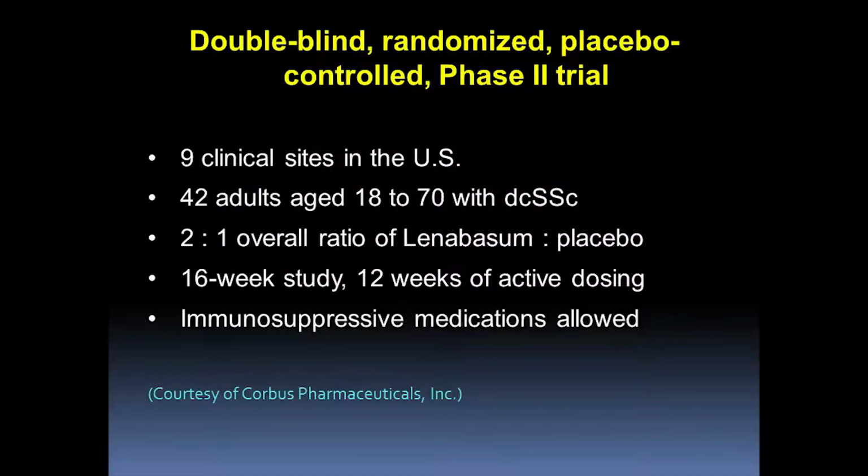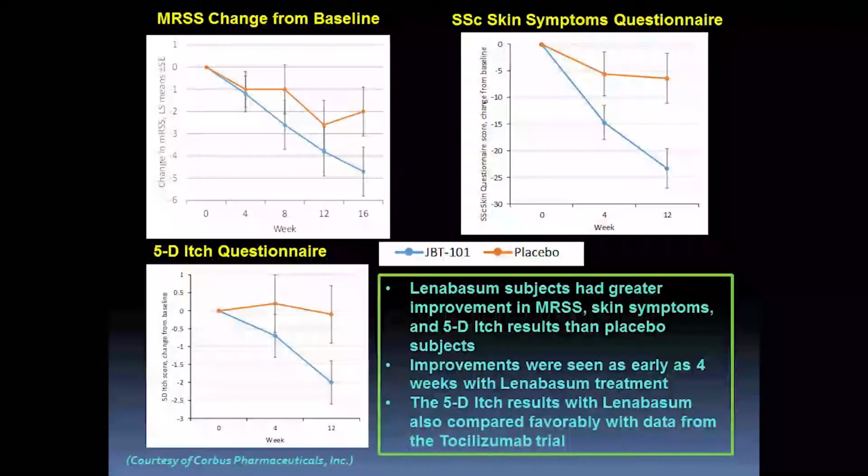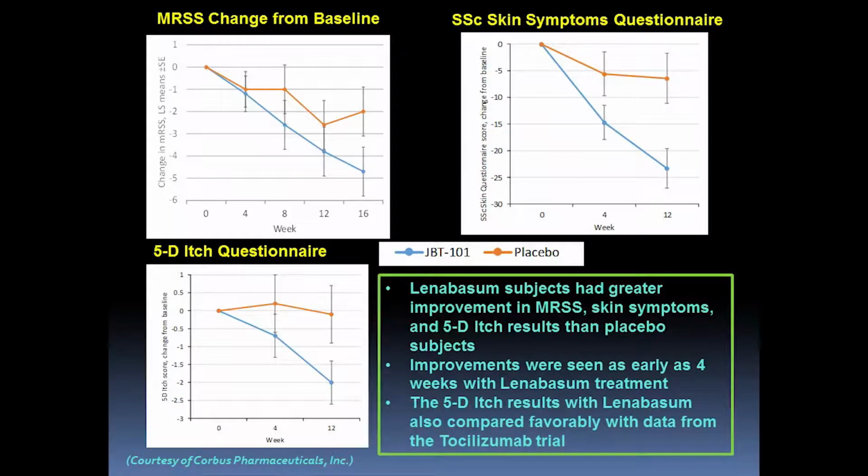This was a study that was completed, a phase 2 study. Our phase 3 study is ongoing, and we are participating in the study. Basically the results show it helped with the MRSS scores, helped with the skin symptoms, and also with itch. As we heard earlier, it was helpful for reducing the amount of pruritus in patients with dermatomyositis. All these benefited, and early on, within 4 weeks, the patients showed improvement in all the 3. The placebo is on the top, and the blue line is JBT-101, which is lenabasum.